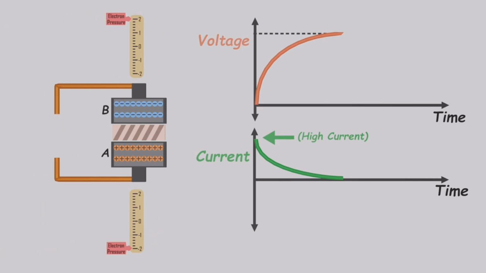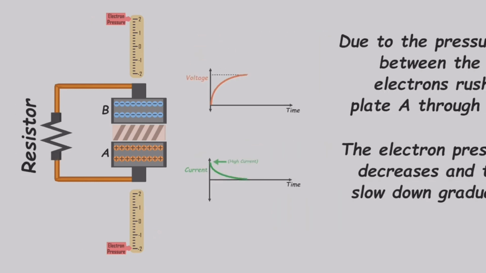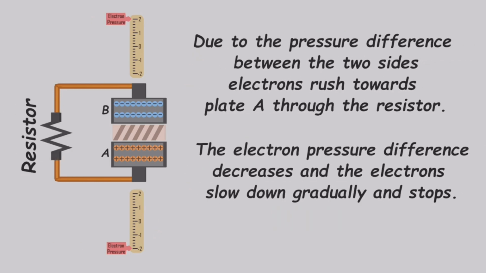Now let's remove the battery and connect the two ends of the capacitor through a resistor. Initially, there is a significant electron pressure in plate B and a very low electron pressure in plate A. Consequently, electrons rush towards plate A through the resistor, resulting in a high current but in the opposite direction. Over time, the electron pressure difference decreases, causing the electrons to slow down gradually. When the pressure difference reaches 0, the current stops.